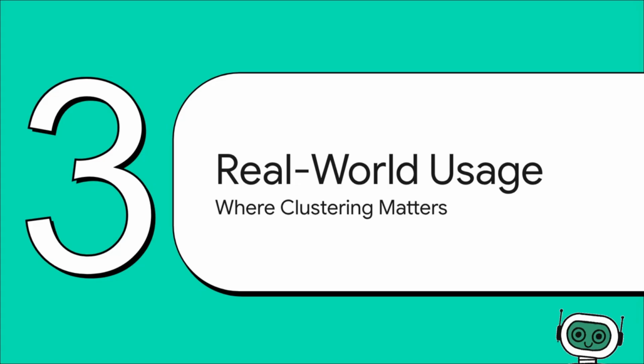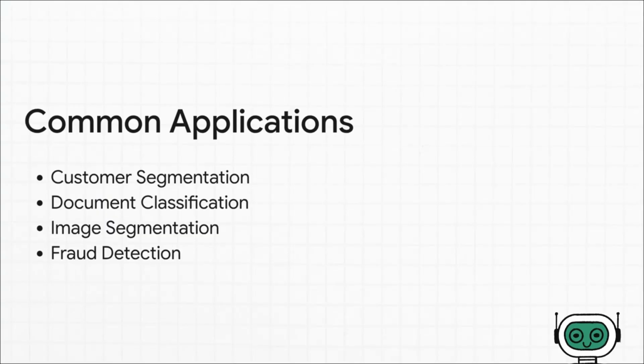Okay, so this isn't just some cool theoretical idea. K-means is a workhorse algorithm used in tons of real systems. So let's talk about where it actually matters. Its uses are all over the place. We've talked about customer segmentation, but it's also used for grouping similar documents together, for segmenting images based on pixel colors, and even for spotting unusual patterns in fraud detection.